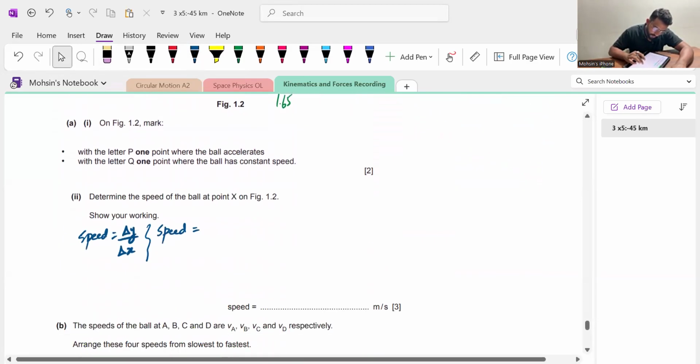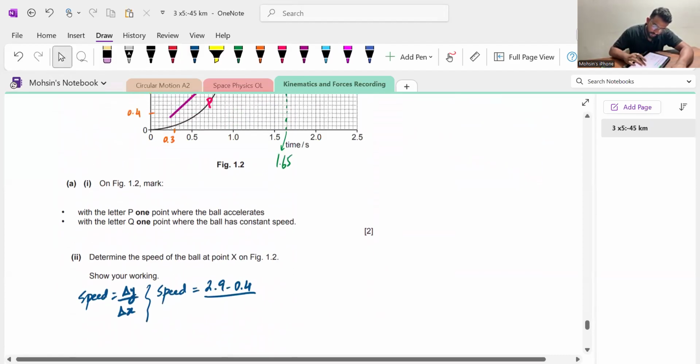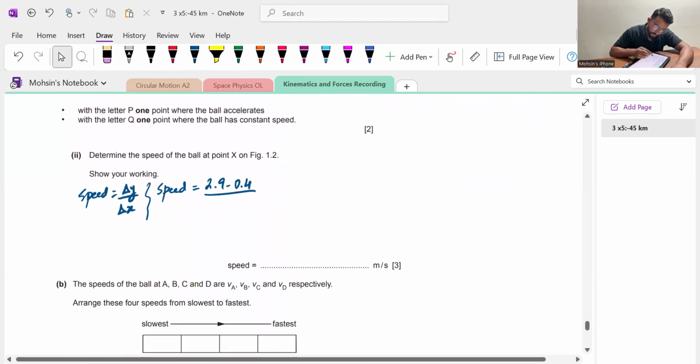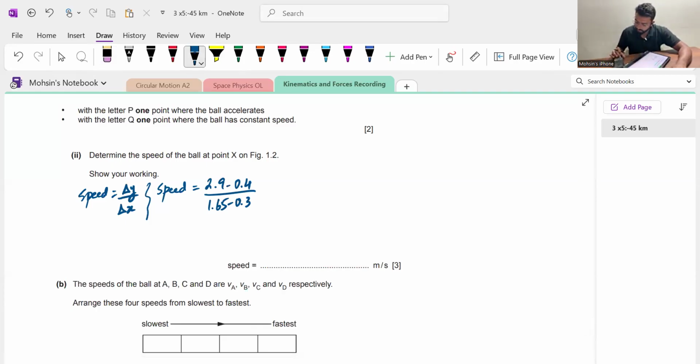So 2.9 minus 0.4, divided by 1.65 minus 0.3. So 2.9 minus 0.4, divided by 1.65 minus 0.3.